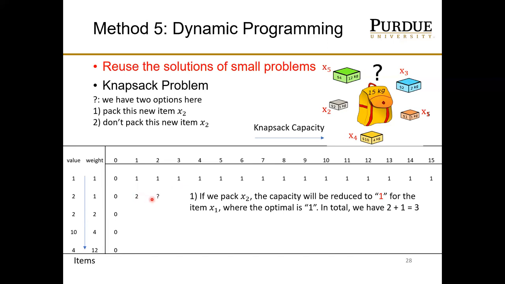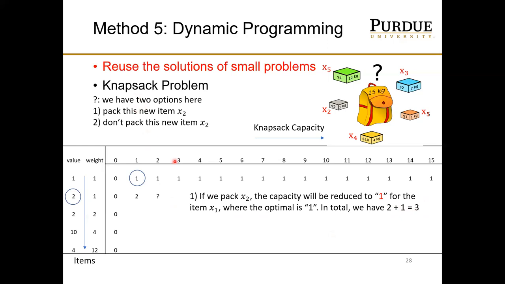How about this? So we want to pack this guy. How should it be? Three, right? I think someone has to say three. The idea is that for this, we want to determine, do we need to pack X2 or not? If we want to pack it, then because this item has weight one, we need to reduce our capacity to one. And for capacity one with item one, we know the optimal is one. So directly add two and one, then you get three. That would be the $3 for this solution.